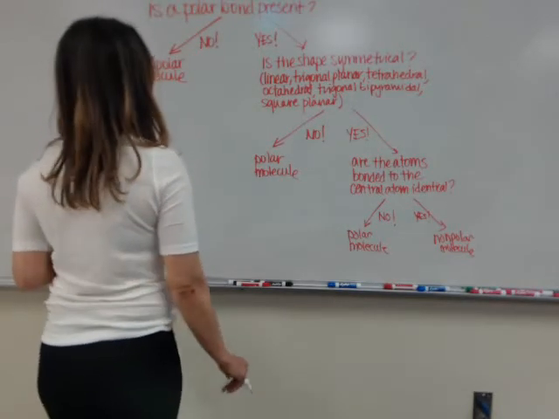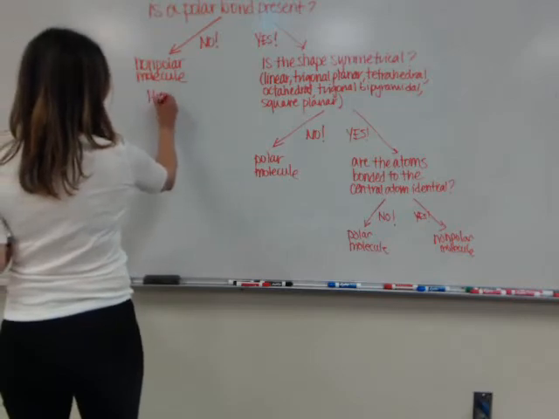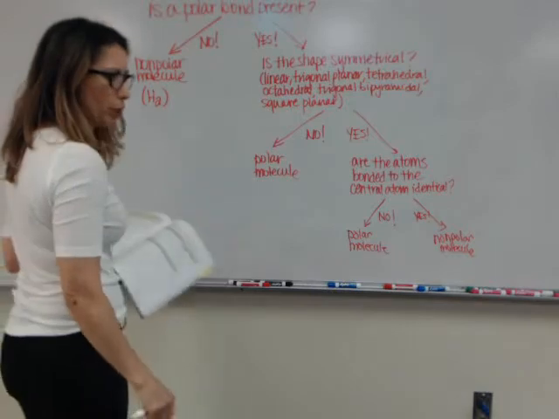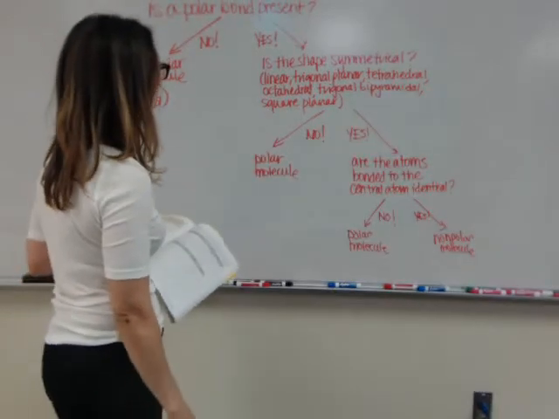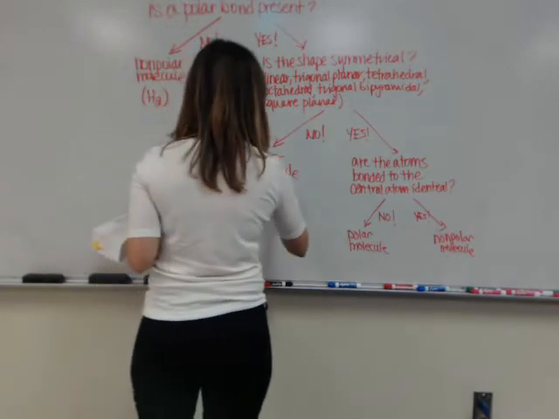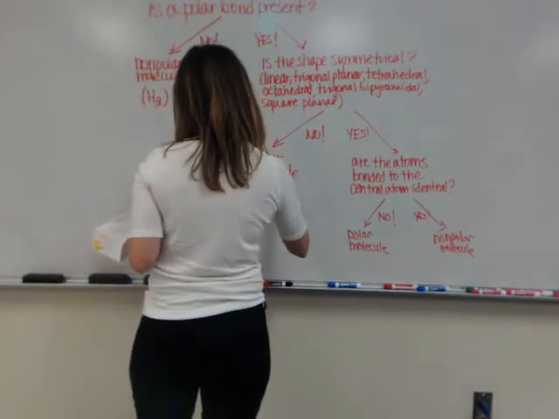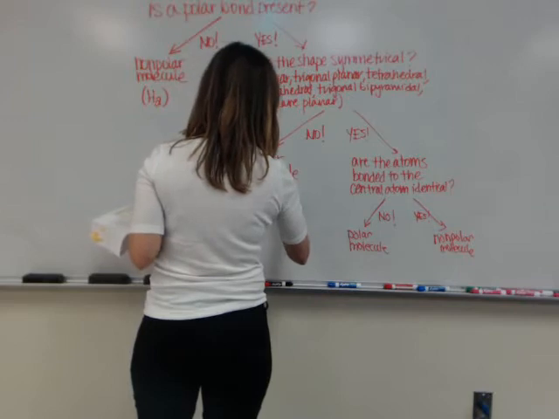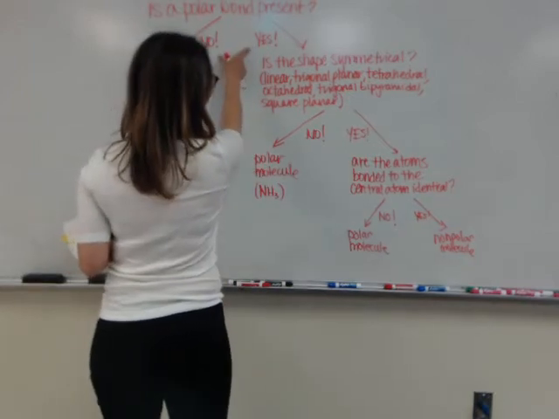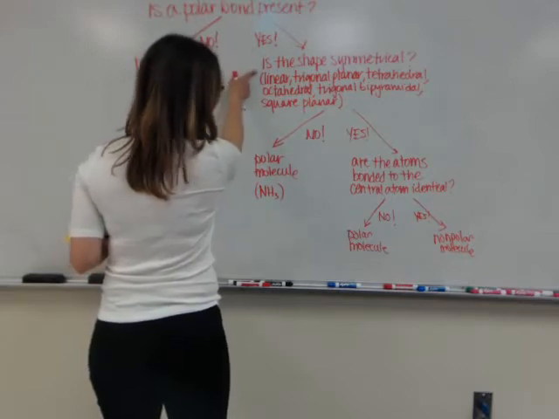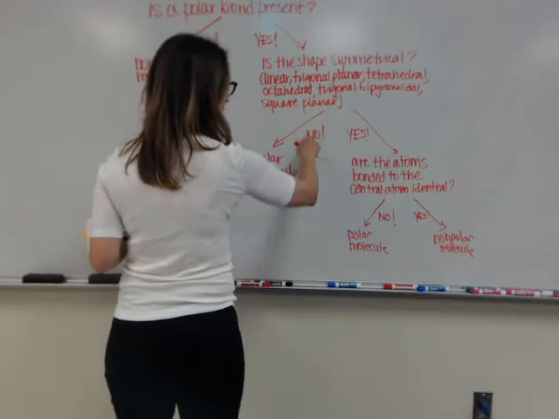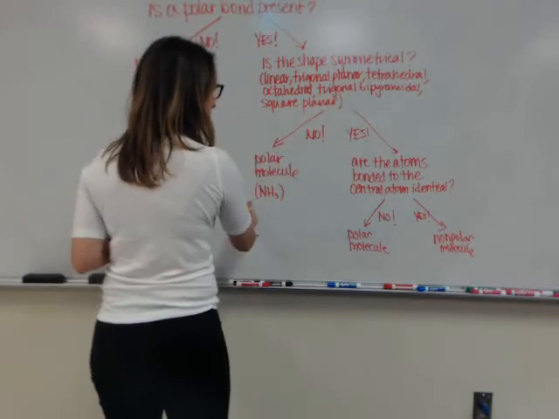Okay, so an example of a nonpolar molecule would be like H2. That is a nonpolar bond between the hydrogen atoms, so that's why it's a nonpolar molecule. If you're looking at something like NH3, for example, the nitrogen-hydrogen bond is polar. Is the shape symmetrical? No, it's trigonal pyramidal, which is not one of the symmetrical shapes listed. So that's why it's a polar molecule.